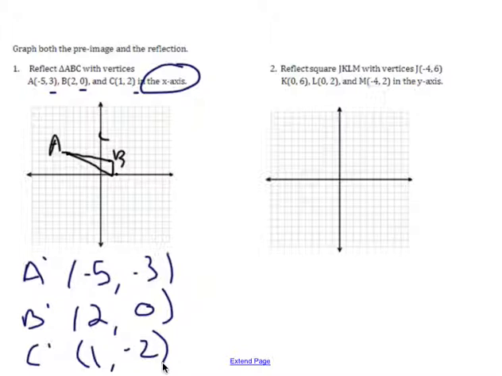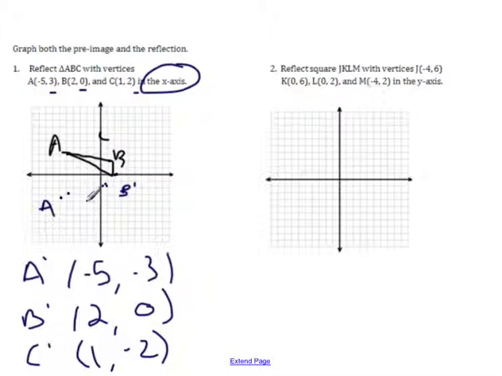So let's go ahead and graph those points. We're going left 5 again, but this time we're going down 1, 2, 3, and that's going to represent A prime. Well, B prime is going to be the same as B. So that right there is B prime. Last but not least, C prime is over 1, down 2.